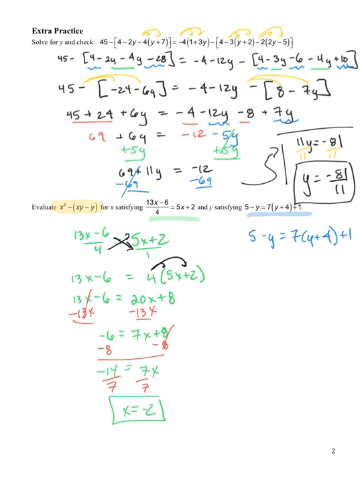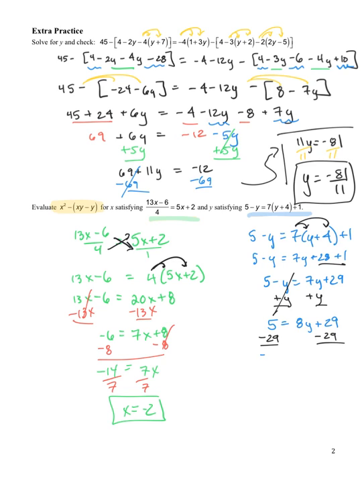Now I'm going to come over to this equation and I'm going to solve for y. So to do that, I would first distribute, giving me 5 minus y equals 7y plus 28 plus 1. Let's go ahead and combine the constants here. So that's 5 minus y equals 7y plus 29. Now let's get my y's on the same side. Okay. And then let's move our constants. So that gives me negative 24 equals 8y. Last step, divide both sides by 8. And I get y to equal negative 3.